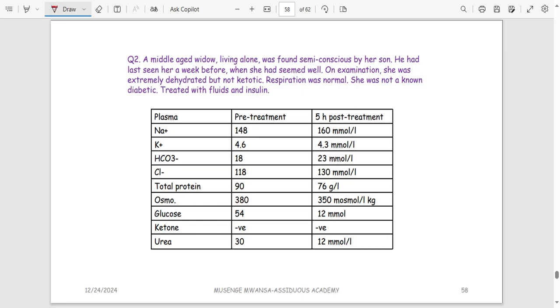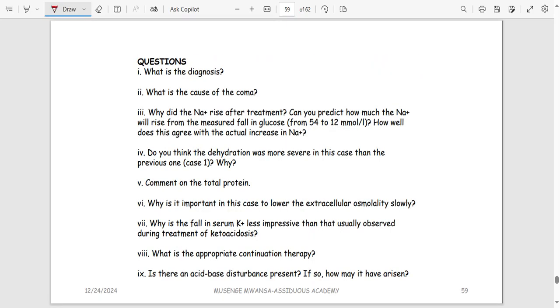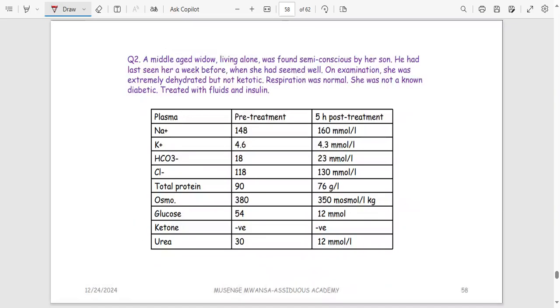We can see sodium before treatment was 148. After treatment, it became 160. Potassium was 4.6. After treatment, it dropped. Bicarbonate was 18. After treatment, it became 23. Chloride was 118. After treatment, 130. Total protein 90 to 76. Osmolarity 380 to 350. Glucose 54 to 12. Ketones were not there before and after treatment. Urea was 30 and after treatment is 12. What is the diagnosis? Anyone that has got a thought, what would you say is the diagnosis here?